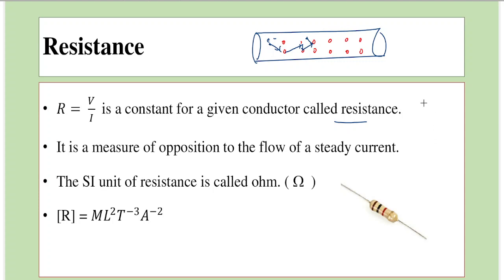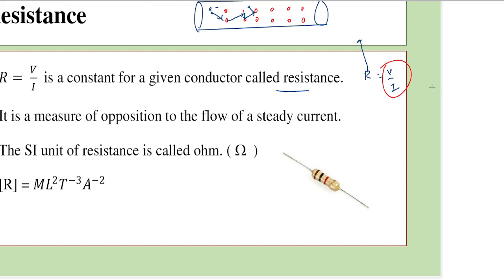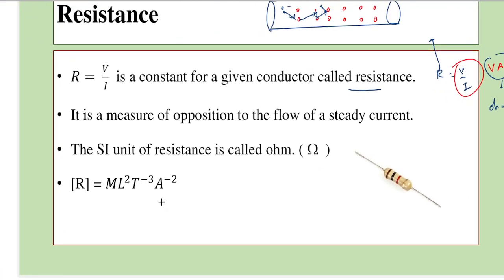Mathematically, we can define R as V by I. So it is a ratio of V by I, and for a given material, for a given length and for a given area, it is a constant. Keep in mind that we are not defining R from here, because R is not defined from here. Rather, we can write R also in this form only. Now if you look at its SI unit, it will be volt per ampere, and this has a special name, which is called ohm, named after the scientist. Its symbol is something like this. It's a Greek alphabet, and this represents ohm. If you verify its dimensional formula, that will be equal to M L square T power minus 3 A power minus 2.